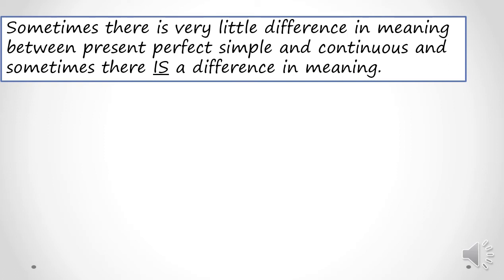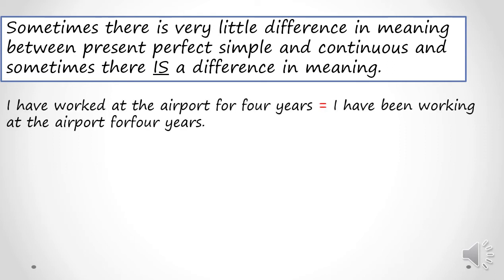Sometimes there is very little difference in meaning between present perfect simple and continuous. And sometimes there is a difference in meaning. Look at the first example. I have worked at the airport for 4 years. The second example, I have been working at the airport for 4 years. Both of them have the same meaning. The first is the present perfect, have worked, and the second is the present perfect continuous, have been working.